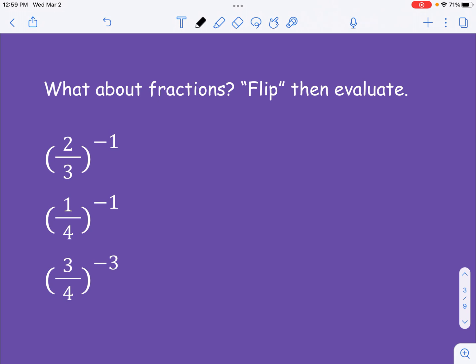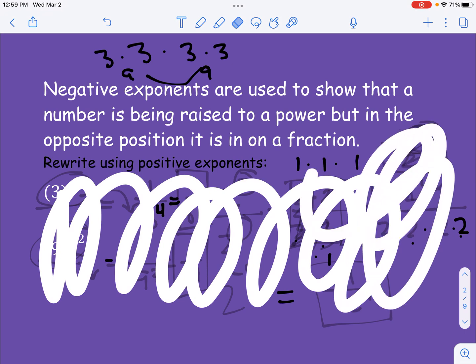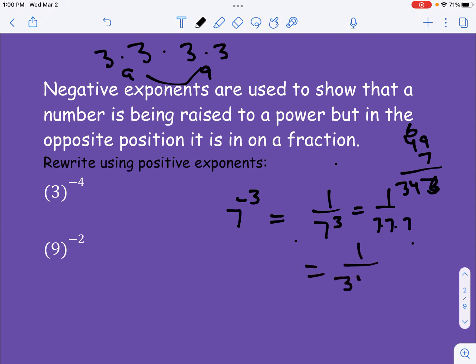Actually, you know what? I'm going to go back here, and instead of moving on to that, we're just going to do a few more. So let's say what happens if we have 7 to the negative third power, right? So that would be 1 over 7 to the third, which is 1 over 7 times 7 times 7, which is 49 times 7, which gives us 343. So you get 1 over 343.